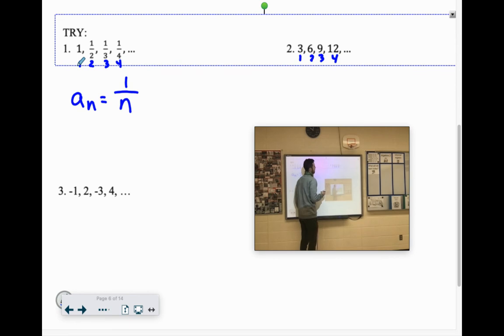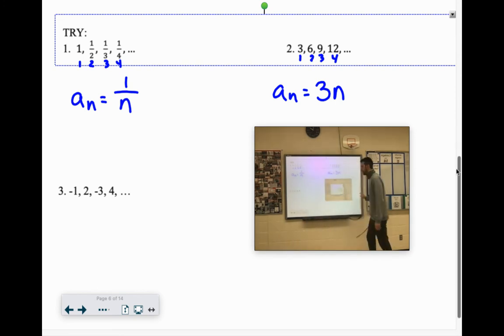If you look at the pattern, each one is our term number times 3, right? 3 times 1 is 3, 3 times 2 is 6. So we'll say a sub n equals 3 times our term number, 3 times n. Those were not too bad.